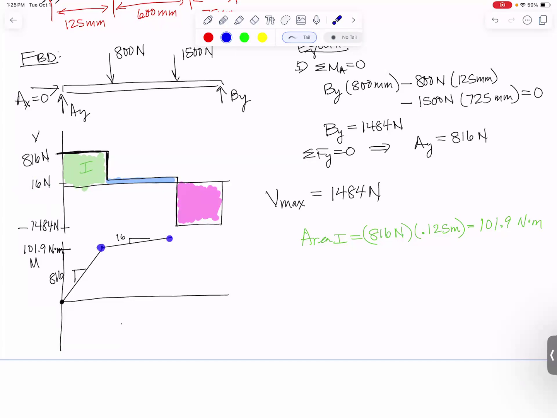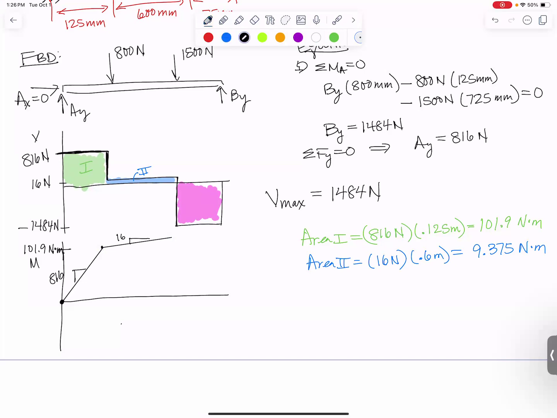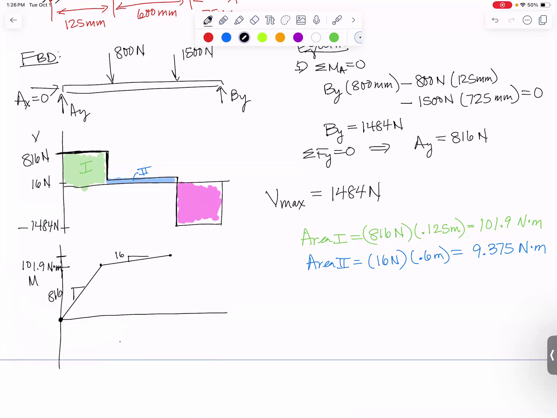And if I want to find out where it lands, what I need to do is find the difference in M from the one point to the next. I need to find the blue area. So area 2, call this guy area 2. That's going to be the height, 16 newtons, times the length, which is 600 millimeters or 0.6 meters. That comes out to be 9.375 Newton meters. Add that to what we had before, and that means that my max moment right here turns out that it's going to be 111.3 Newton meters. That's at that peak right here.